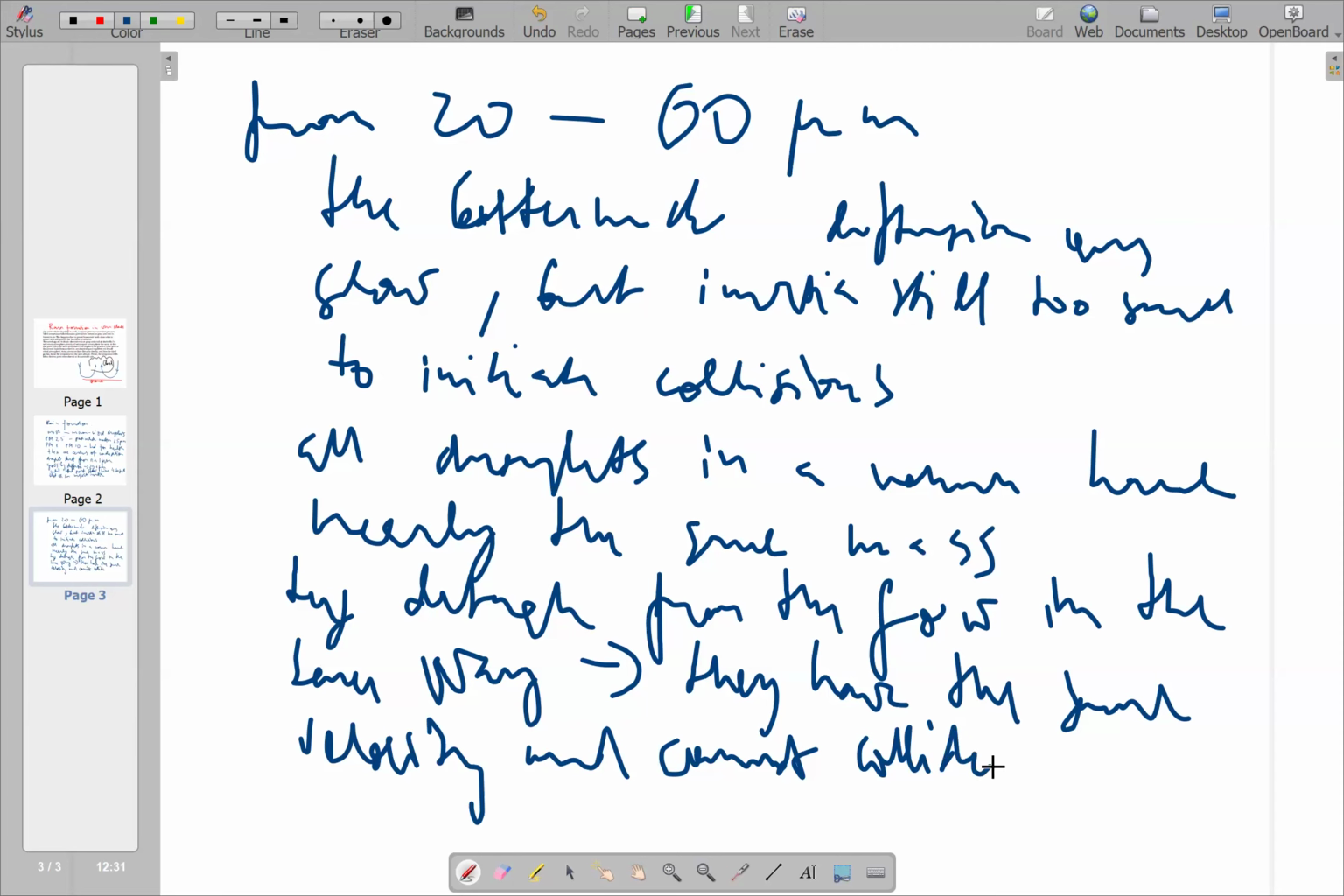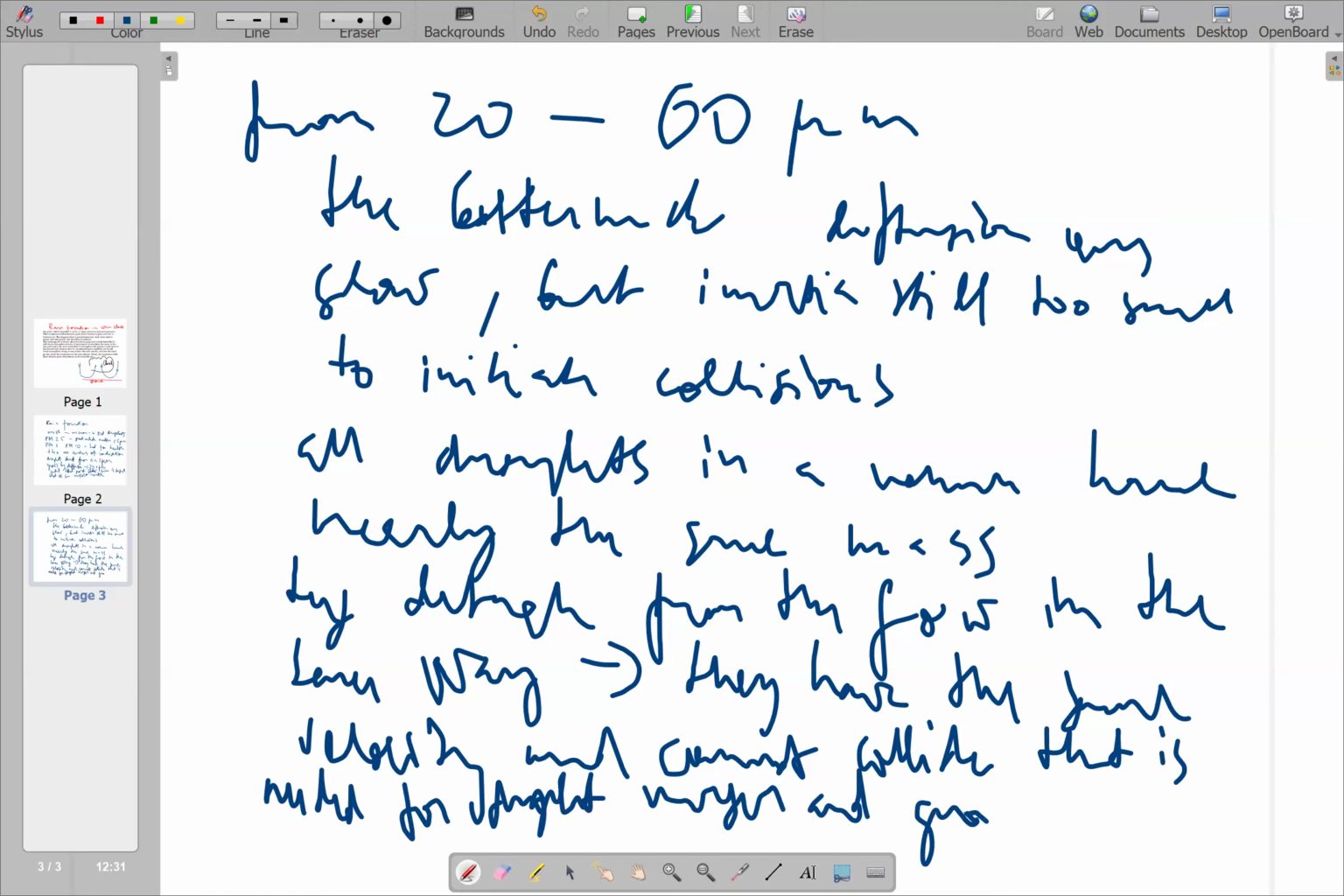So I need to write that collision is needed for droplet merger and growth. Or is it obvious? Collision is needed for droplet merger and growth. And that is the bottleneck.